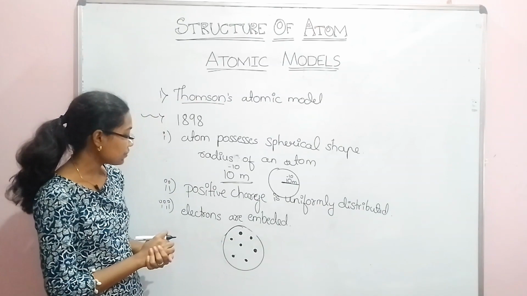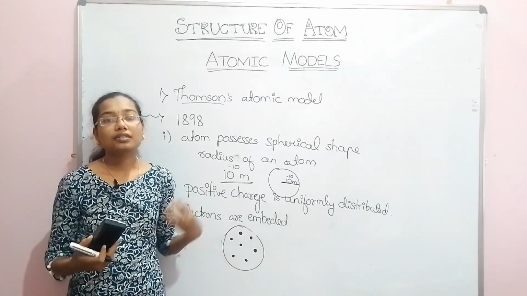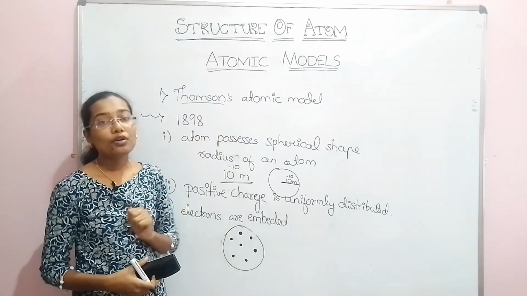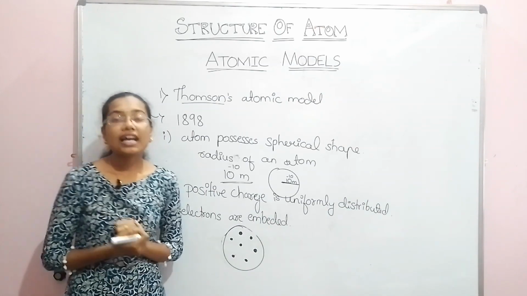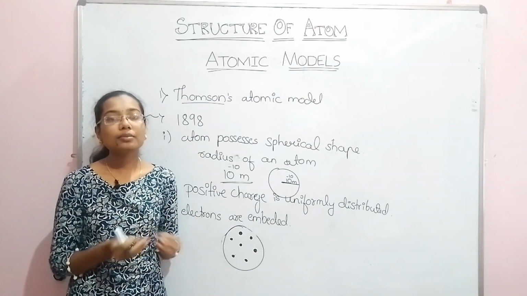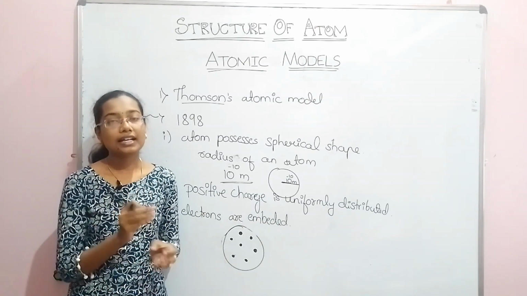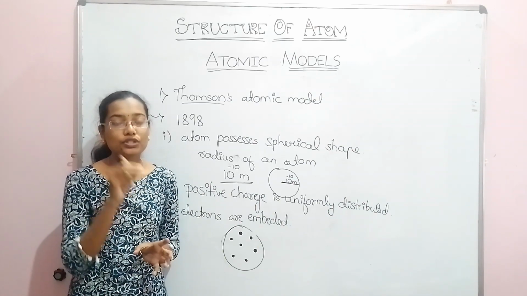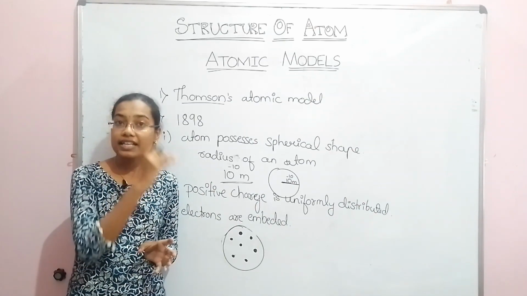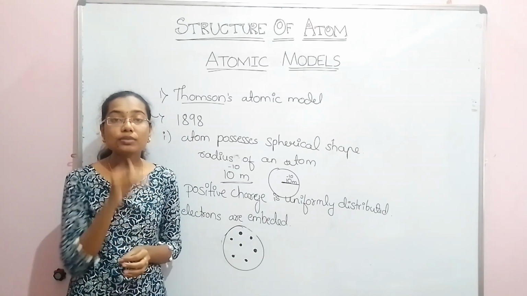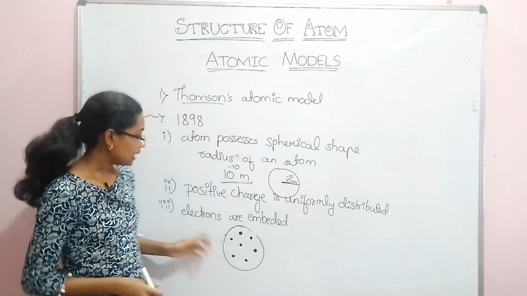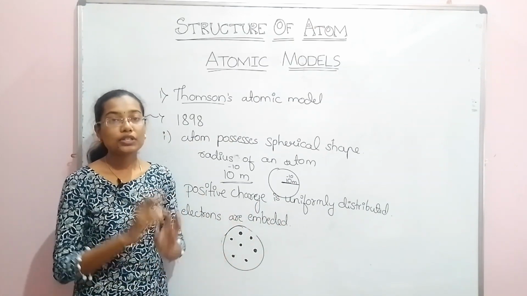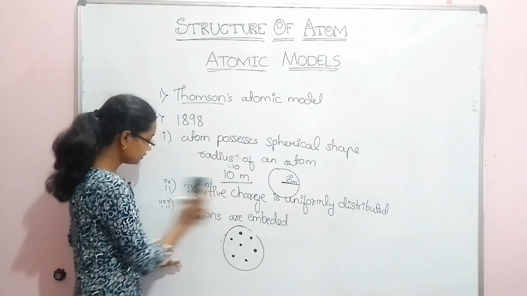And the next one is the most important property, or the most important point he explains in Thomson's atomic model. He tells that the mass of the atom is uniformly distributed all throughout the atom. Most of the positive mass is present in the nucleus, but what he said is that mass is uniformly distributed all throughout the atom, like the positive charge.